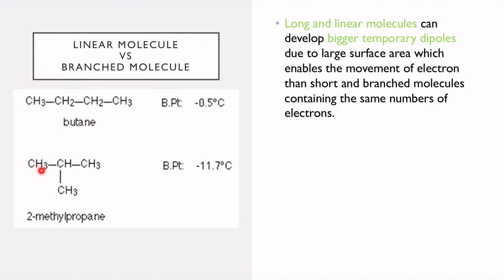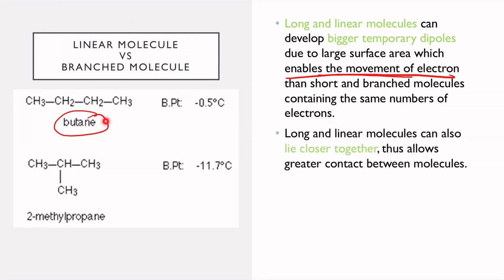Compared to 2-methyl propane, dia not as exposed, if that makes sense. So the surface area is not as big as butane. So there is more movement of electrons in butane, right? Although these two molecules contain the same number of electrons, kan? Sebab same number of carbon and hydrogen, jadi same number of electrons.